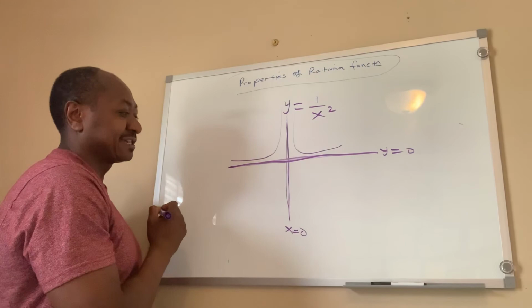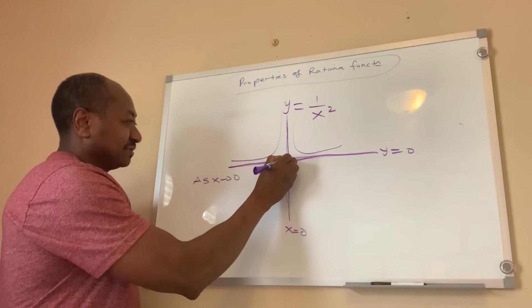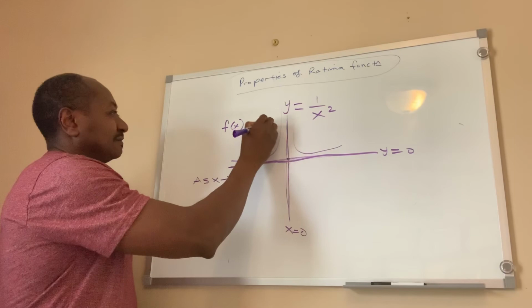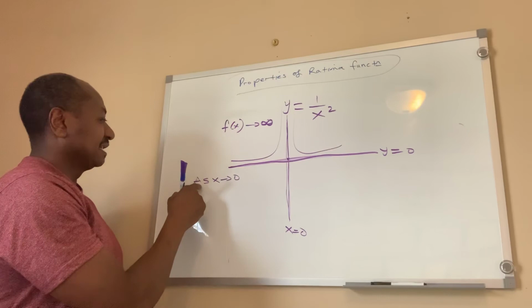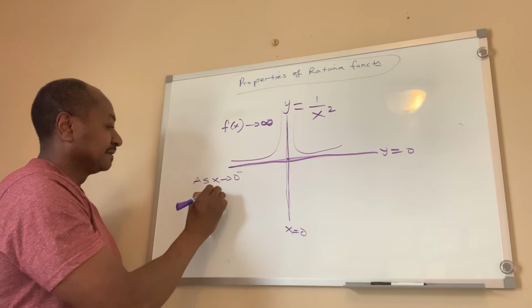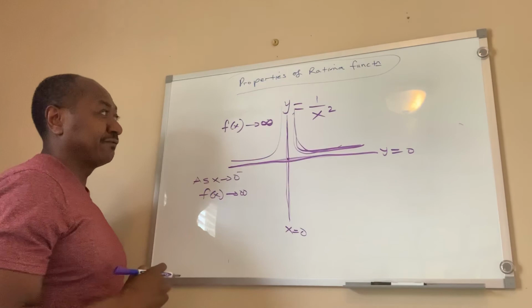So in calculus, you'd be hearing stuff like, as x approaches zero, the function f of x, whatever this function here is, approaches infinity. Here we say, as x approaches zero from the left, you put a sign here saying that x is approaching zero from the left, f of x approaches what? Positive infinity. Same way here, if this is the function f of x equals 1 over x squared.